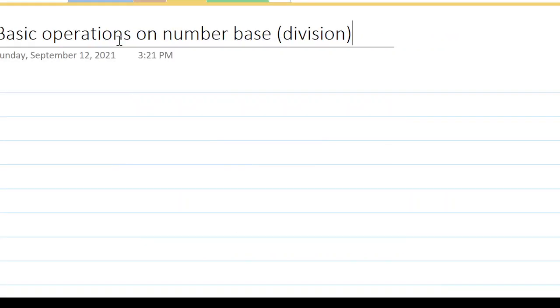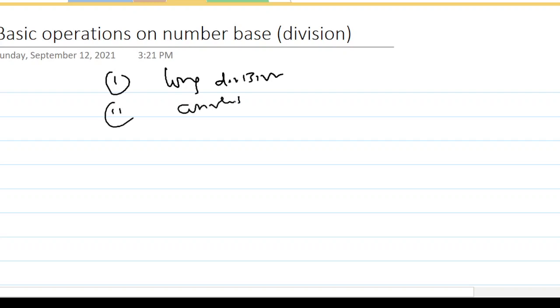Today I'm going to explain how you can perform basic operation of number base using division. Although division is not the scope of WAEC and other examination bodies, I think it is good for you to understand it. If you want to divide two numbers in number base, you can do it in two ways. The first method is the long division method and the second method is through conversion. I'm going to use the two methods for you, then you can decide which one is clearer to you.